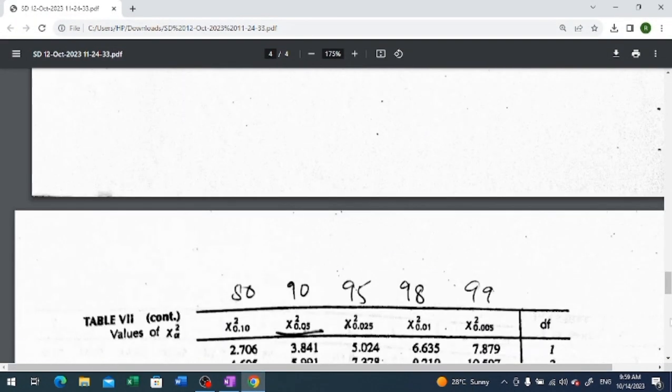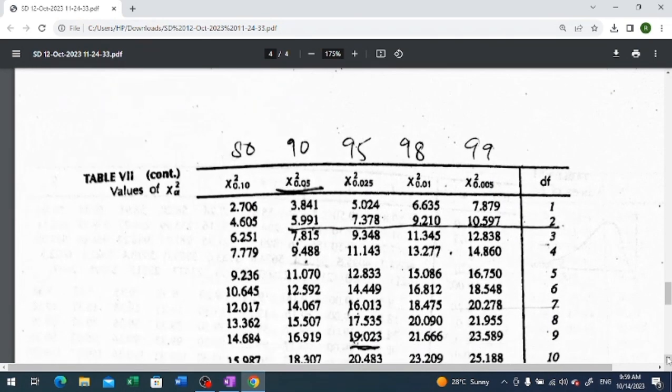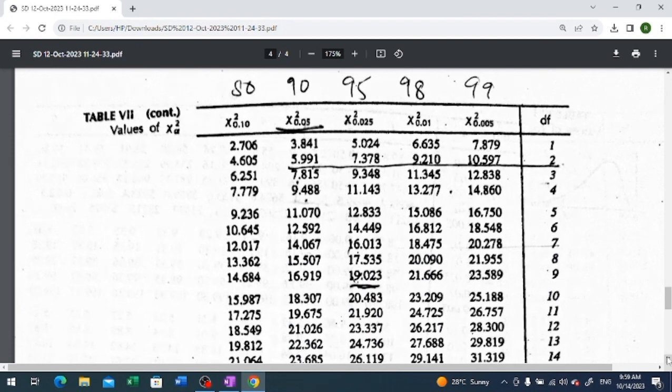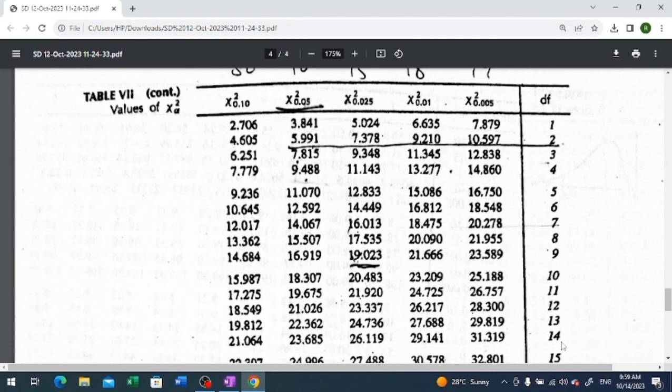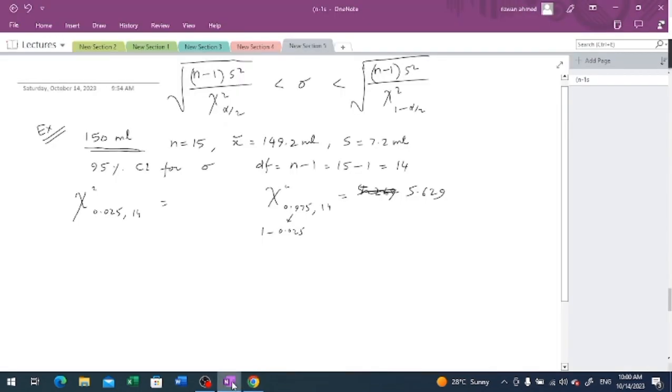And now we can check across 0.025 probability, the value across 14 degrees of freedom. So 14th row again, and middlemost column is indicating 0.025 probability. So 26.119 is the value. Now what we do is just a matter of substituting values in the formula.